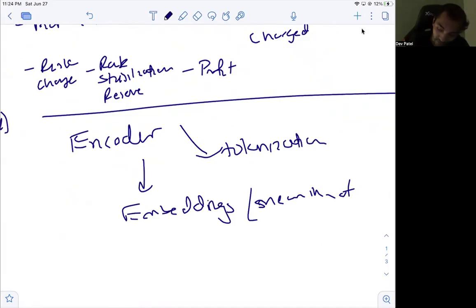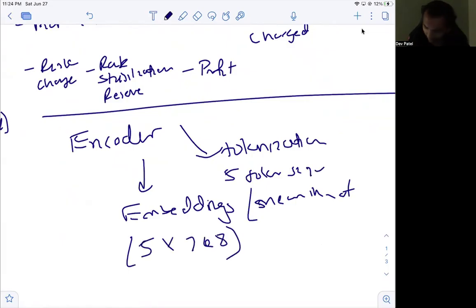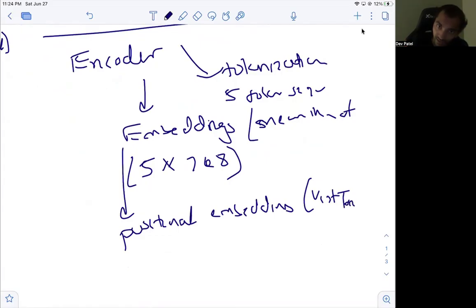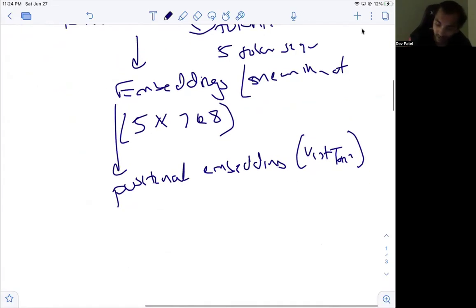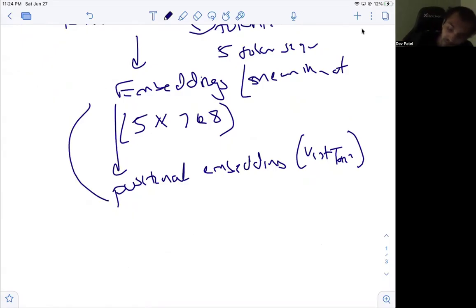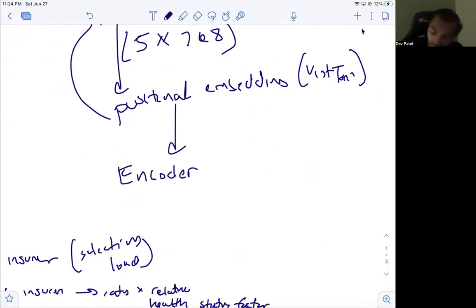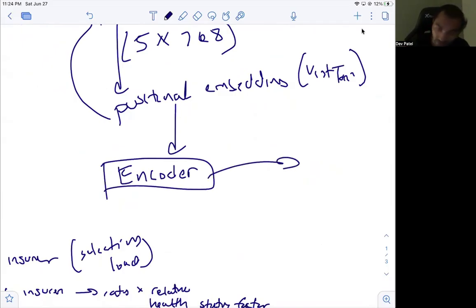It depends on what embedding dimension we have. If we have, let's say, a five token sequence, each of them 768 embedding dimensions, so we have 5 by 768. After this, we add in positional embedding. Positional embedding can be learned or it can be fixed. In vision transformers, it is learned, but it usually is fixed. We add this position embedding element-wise to our contextual embedding, and then this serves as input into our encoder.